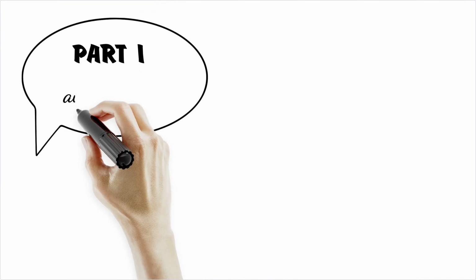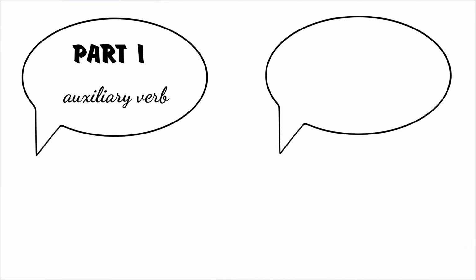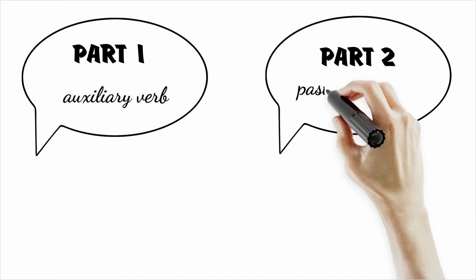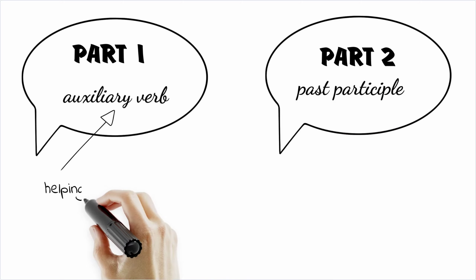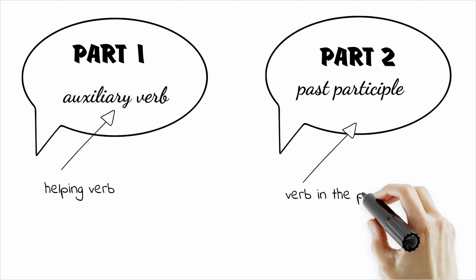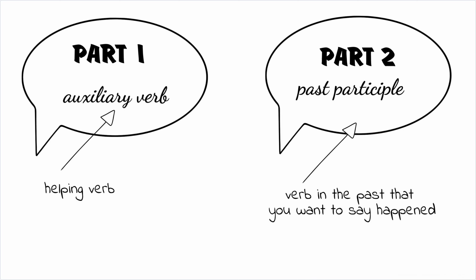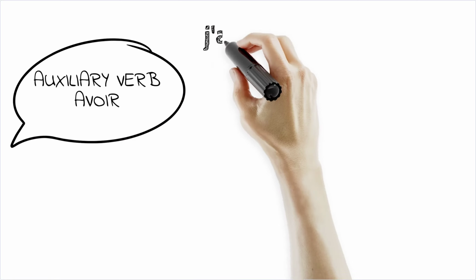So to make a sentence to form the passé composé, we need two parts in French. Part one is the auxiliary verb, and part two is the past participle. Auxiliary verb is a helping verb, and we put it together with the past participle, which is the verb in the past that you want to say happened. So our auxiliary verb, or our helping verb, for the majority of verbs in French, is the verb avoir.